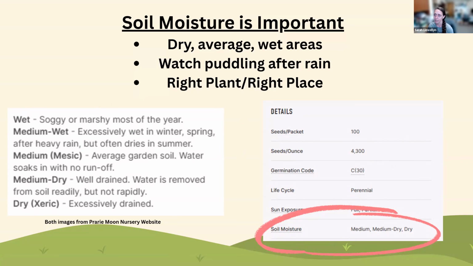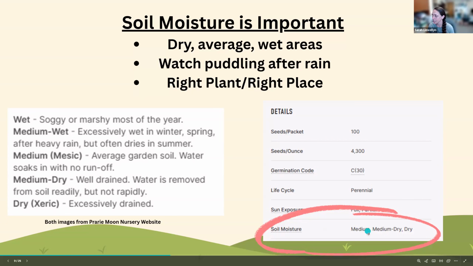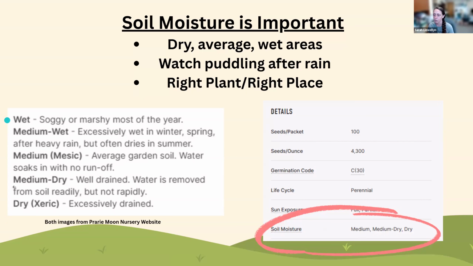If you were to plant a plant that would survive best in a rain garden in your regular dry yard, I'm going to say it might make it a year, maybe two, and then it's not going to do so well. So make sure that you really, and you can even click on this part right here where it says soil moisture. And when it comes up, it'll tell you what each one of those means.